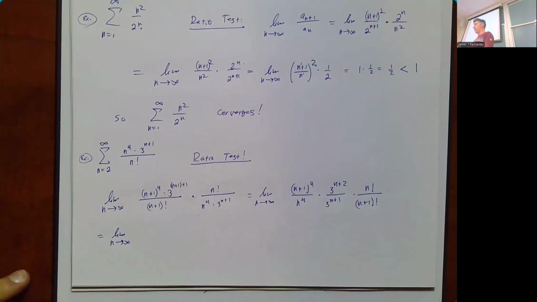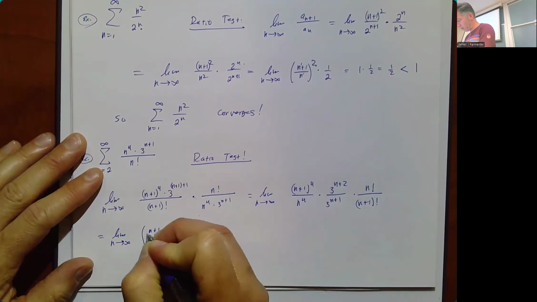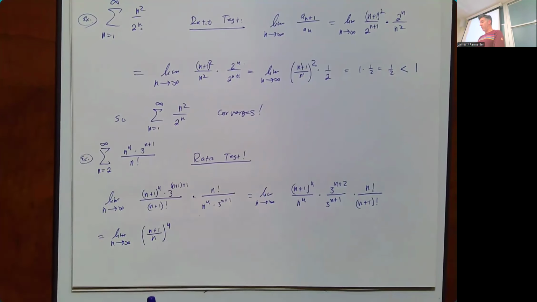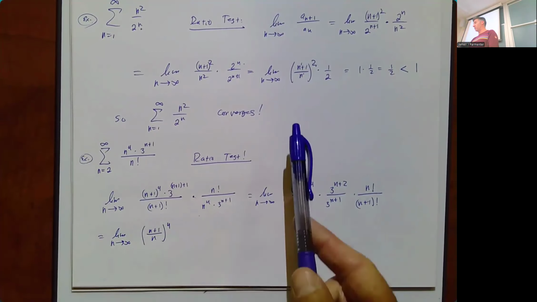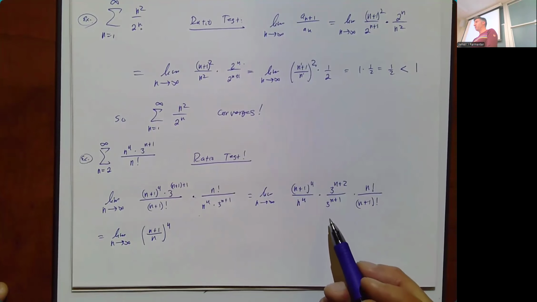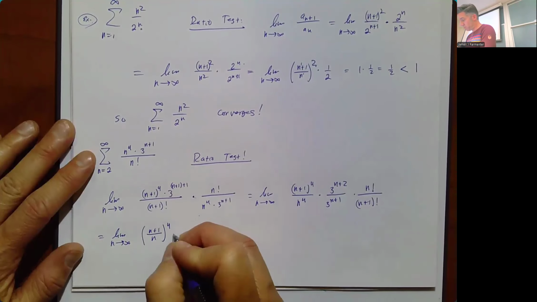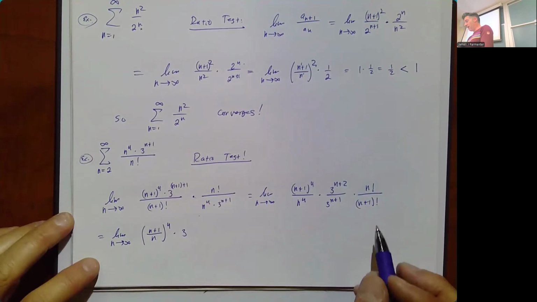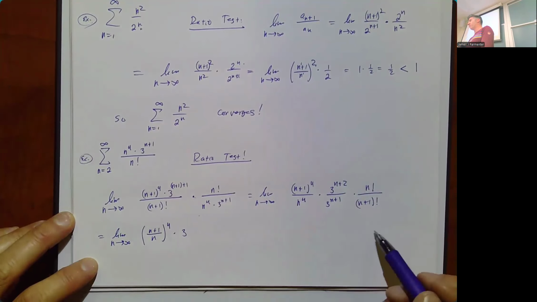Whenever you have things raised to a power like this, we're just going to combine them into an n plus 1 over n to the fourth power. And eventually, when we evaluate this limit, that part's going to be 1 for the same reason this part was 1. 3 to the n plus 2 divided by 3 to the n plus 1 is 3, right? If we subtract those powers, n plus 2 minus n plus 1 is just 1, so the power is 1. And finally, n factorial over n plus 1 factorial.